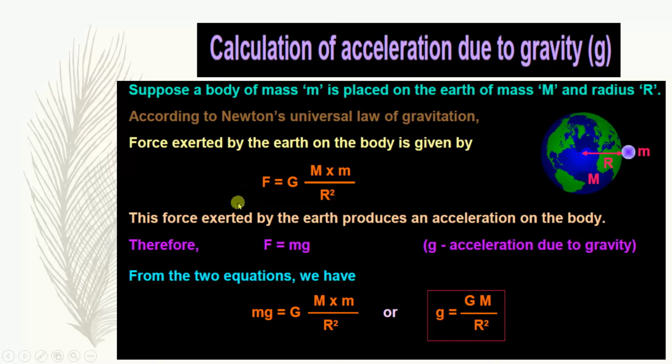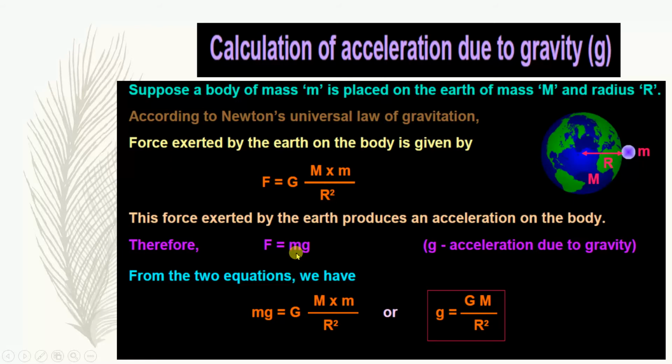Now this force is exerted by the earth and it will produce an acceleration, and we know the formula from Newton's second law, F is equal to ma. Here the acceleration is g, so we write the formula F is equal to mg. Both are forces: the gravitational force of the earth, because of the acceleration due to gravity g, we have applied this formula, and from the universal law of gravitation the force of attraction is this, so both the values are equal.